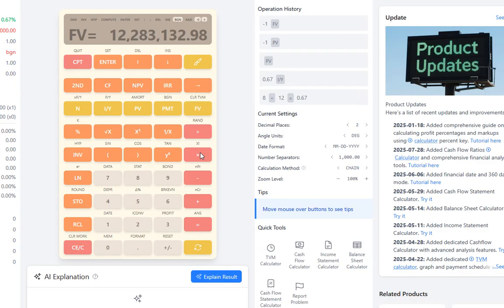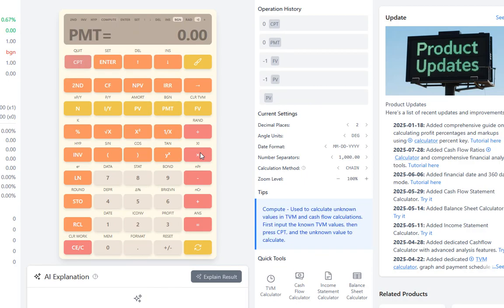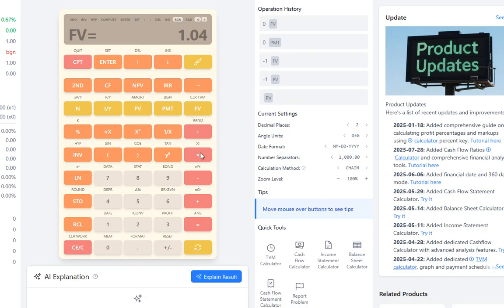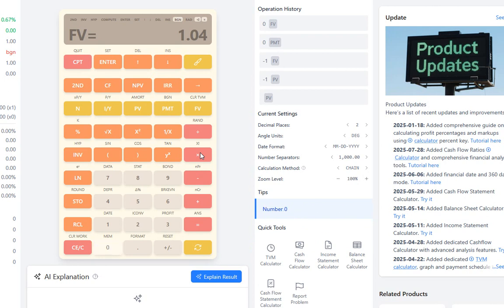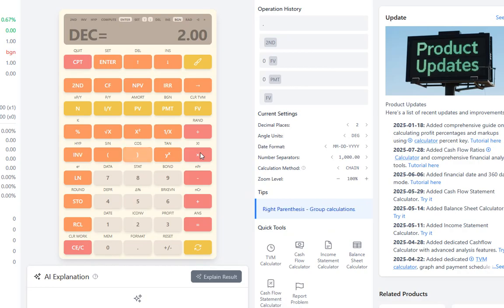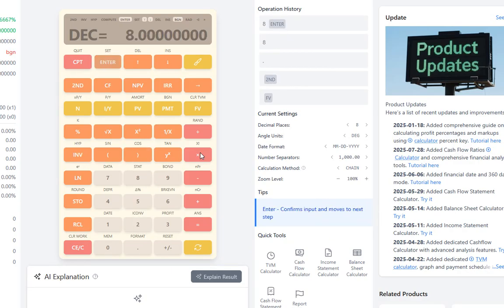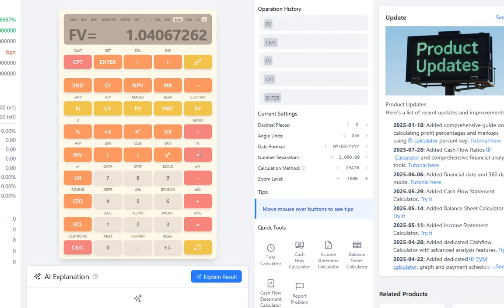Okay, something didn't work there. Maybe I didn't reset the TVM. Yeah, I think that's what I didn't do. I didn't reset TVM. So compute FV. There we go. Let's go ahead and put some more decimal places in here. So I want to do a second format. Let's set decimals to 8. Enter. There we go. Compute FV. That's 1.04067.